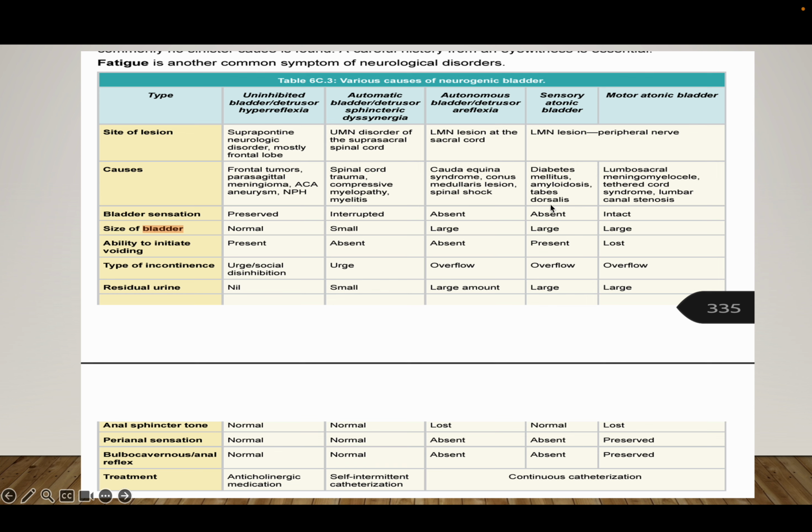This is called sensory atonic bladder, seen in diabetes mellitus, amyloidosis and tabes dorsalis, which predominantly involve sensory fibers.